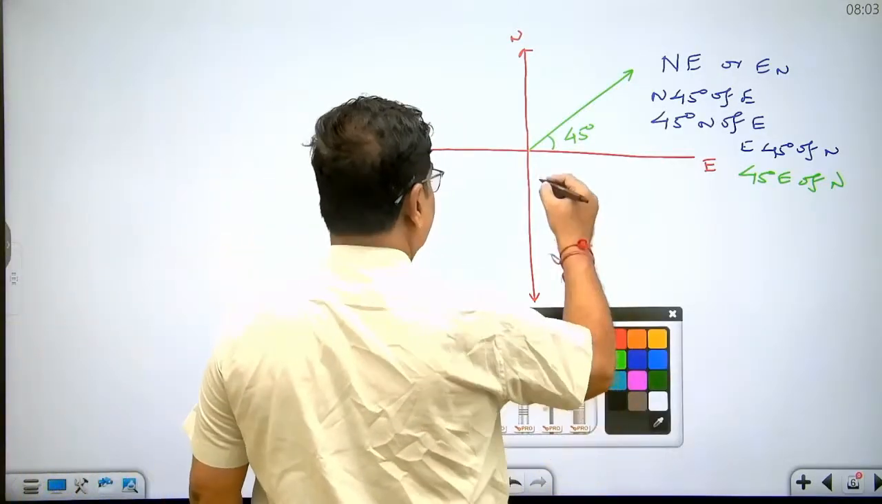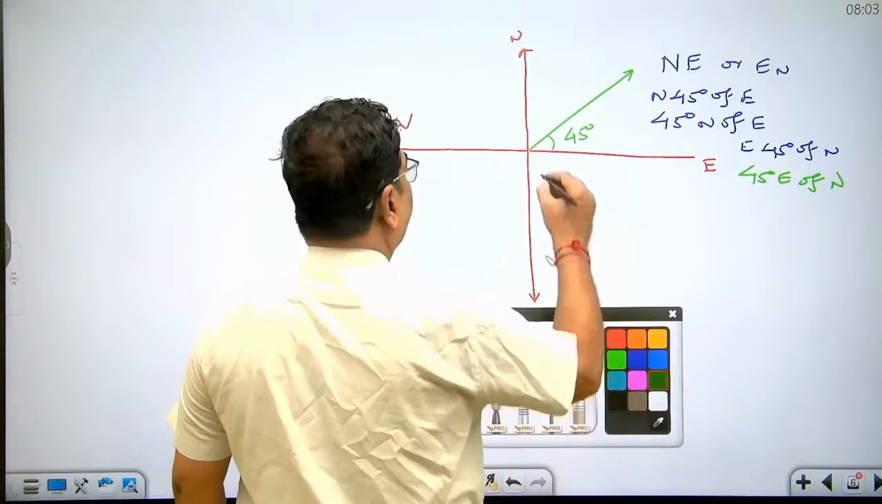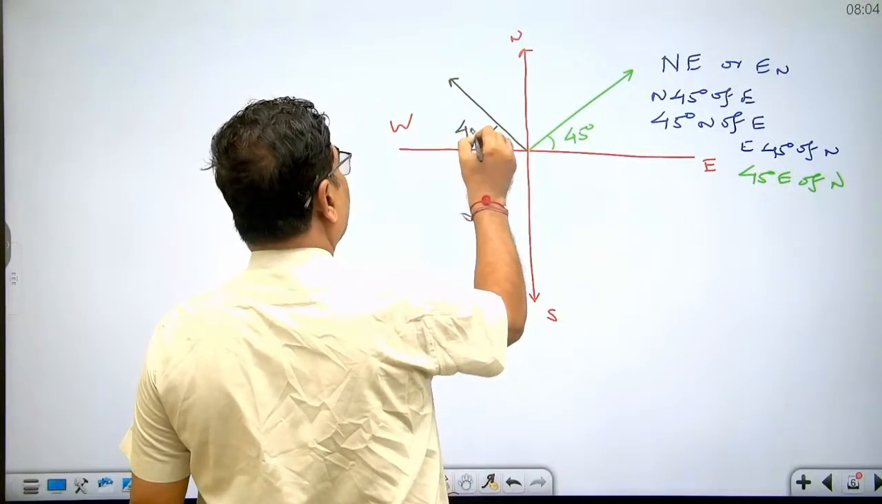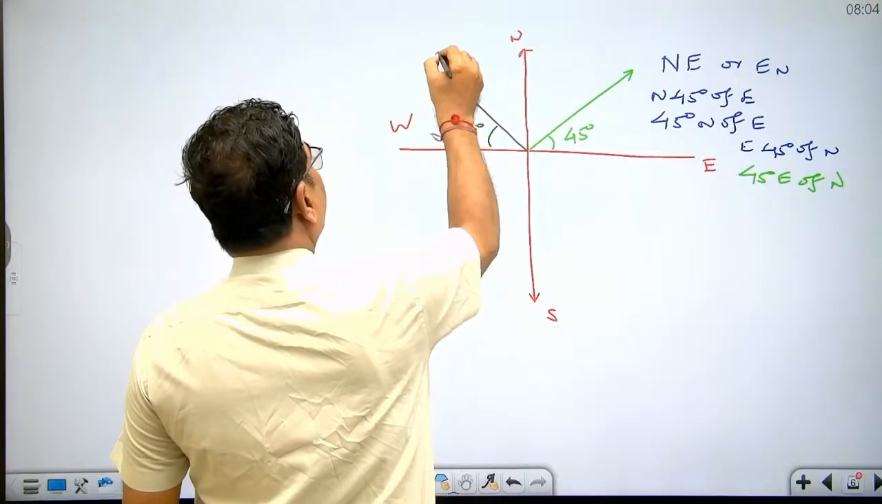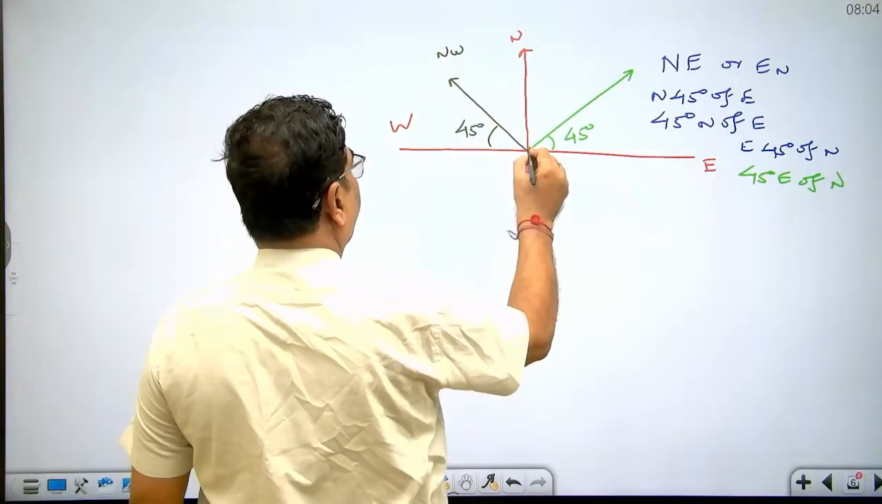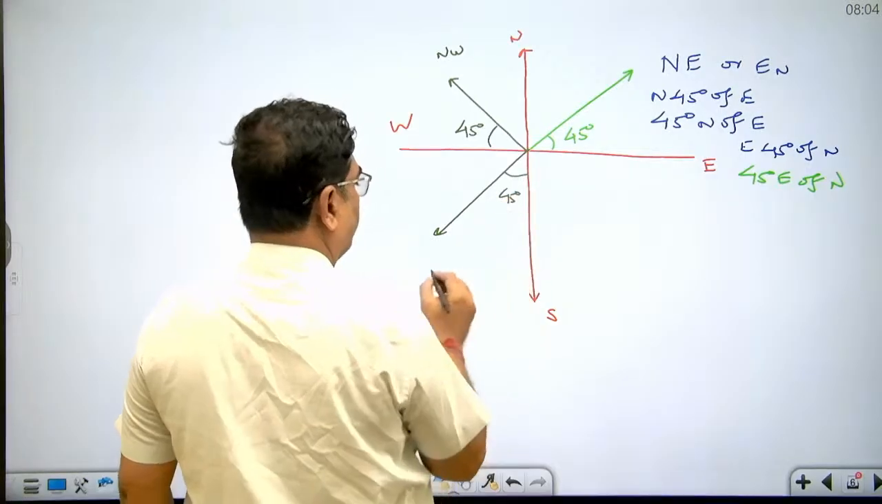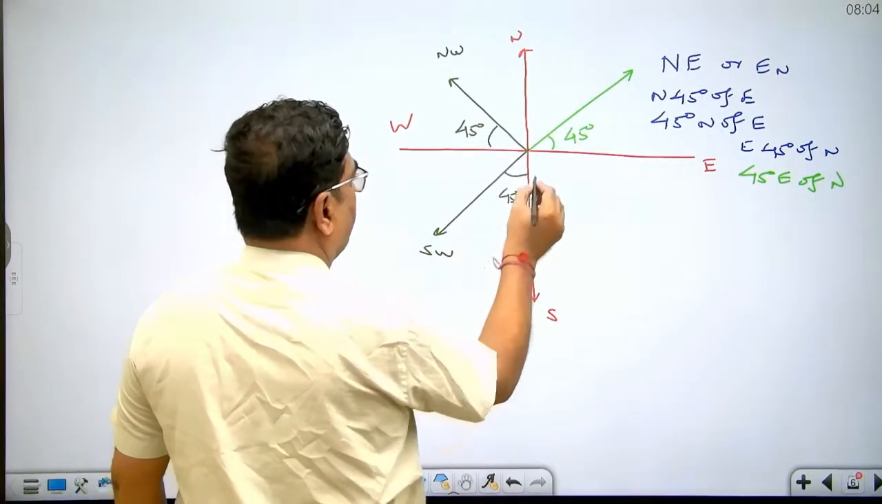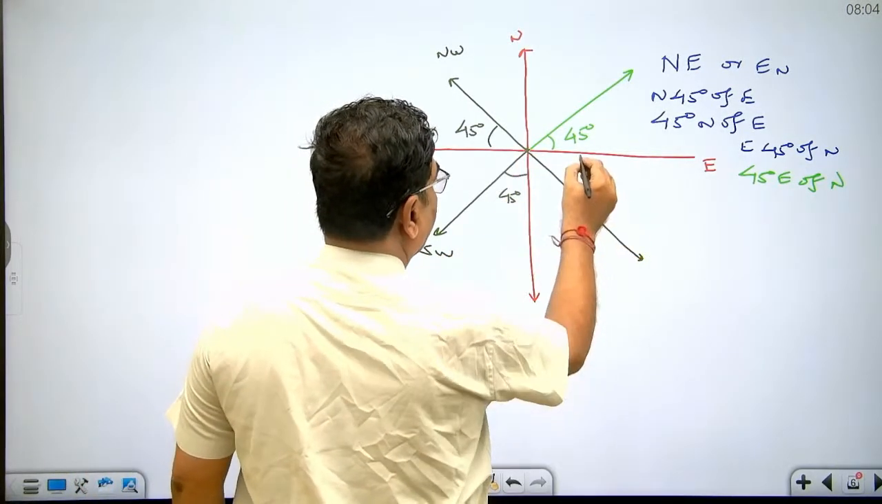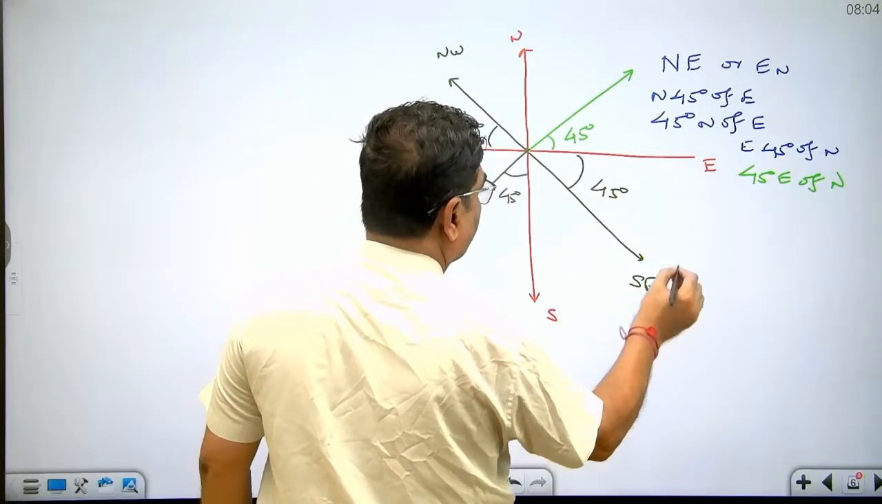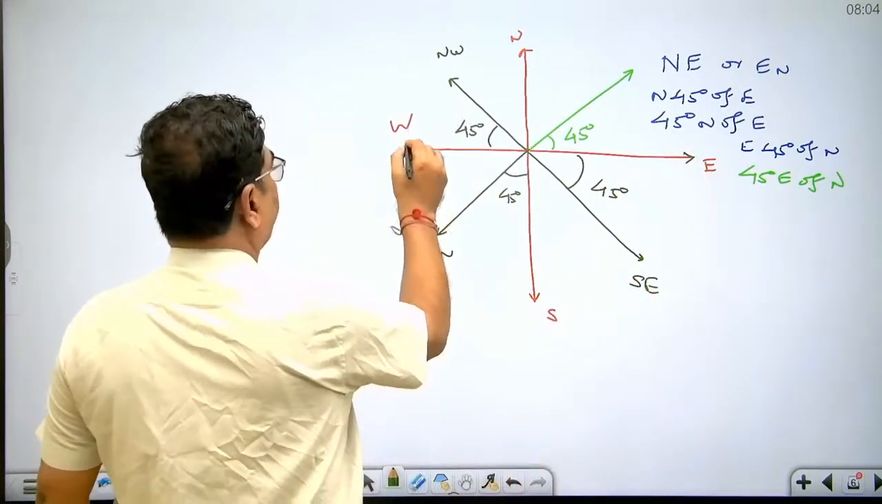For example, if the vector is making a 45 degree angle here, you can represent it as northwest only. If the vector is making a 45 degree angle here, you can simply write southwest. And if the vector is making a 45 degree angle here, you can write southeast. Okay, this is how we represent the vector.